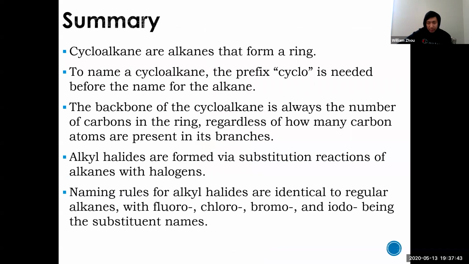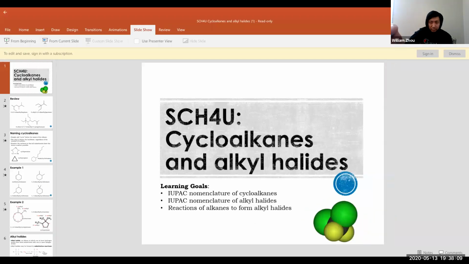All right, so this concludes this lesson of cycloalkanes, so basically alkanes with a ring. To name them, very simple, add cyclo in front of it. Backbone for the cyclo is always the ring. And then alkyl halides, that's just halogens attached to alkanes, and you can only get that via substitution, and the naming rules are exactly identical. Okay? Do we have any questions? Okay, I'm going to end it then.